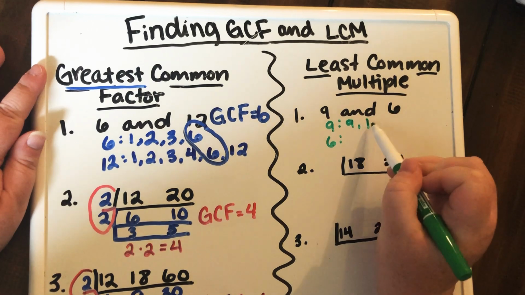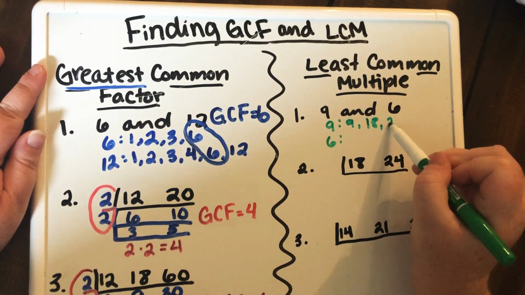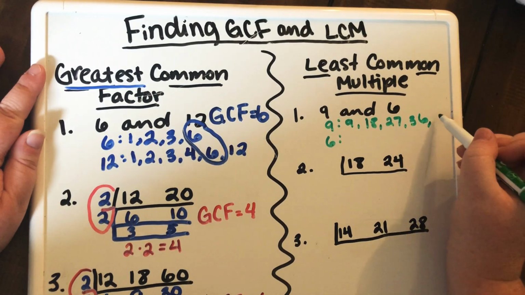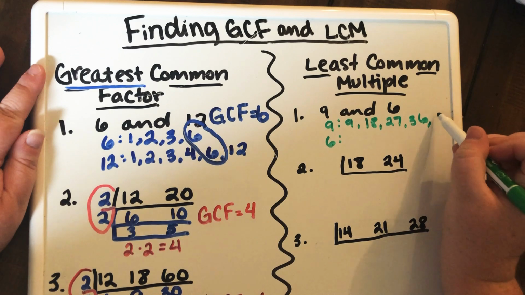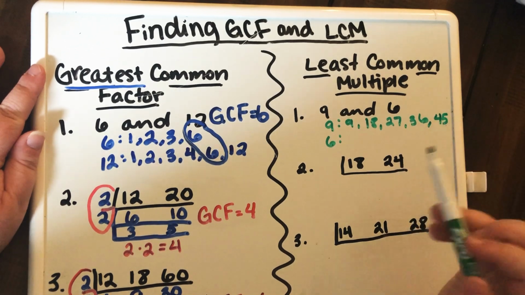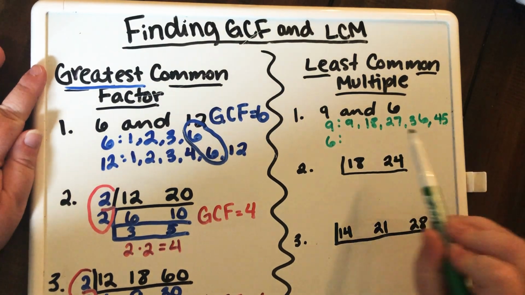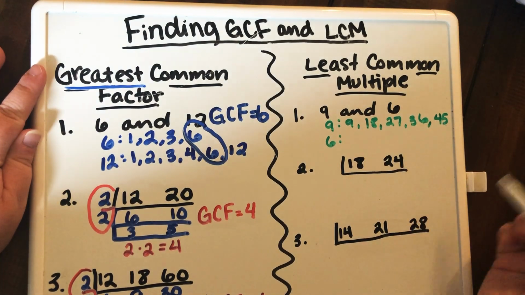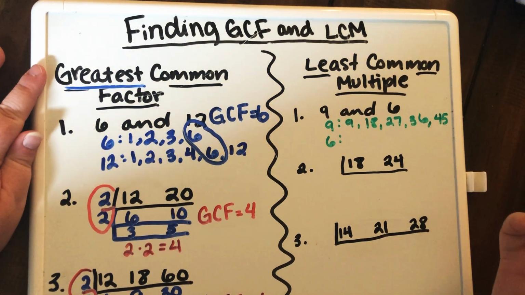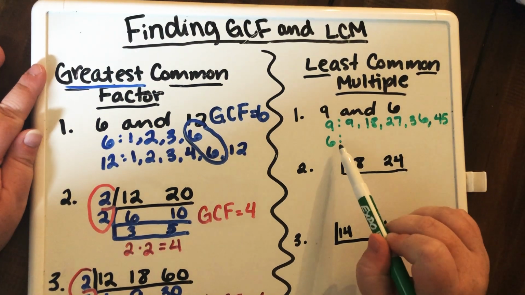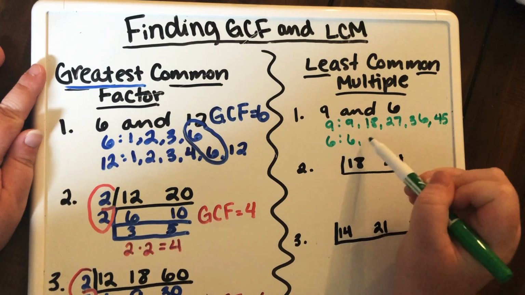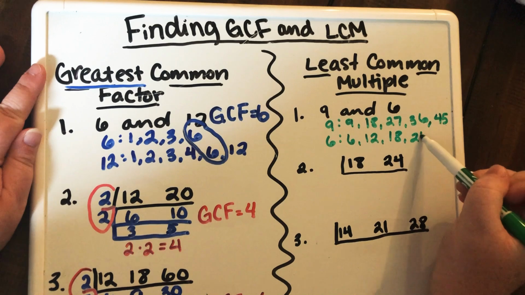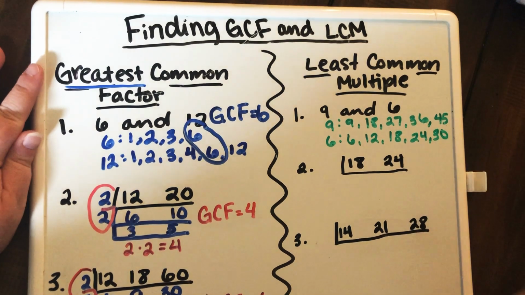So 9, 18, 27, 36, and 45. It's a good rule of thumb to at least count out 5 multiples. If you get stuck, check your agenda. There is a 100s chart in there. Now let's do sixes. 6, 12, 18, 24, and 30.